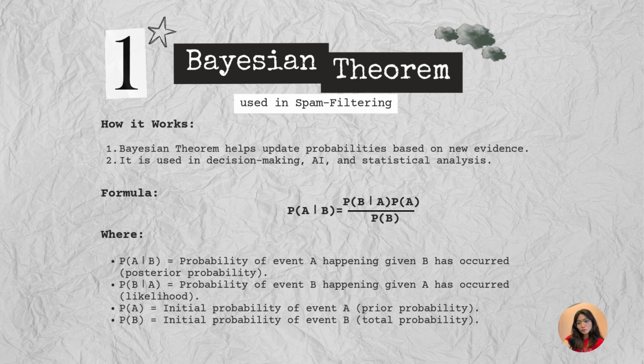Next is P of A, which means there's an initial probability of event A, also called prior probability. For example, the general percentage of emails that are spam. And lastly is P of B, which means there's an initial probability of event B, also called the total probability. For example, the chance of any email containing the word free.